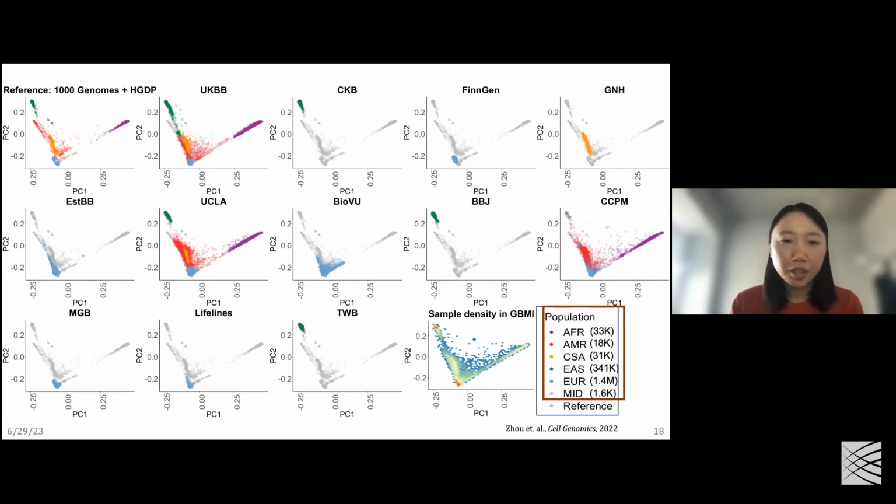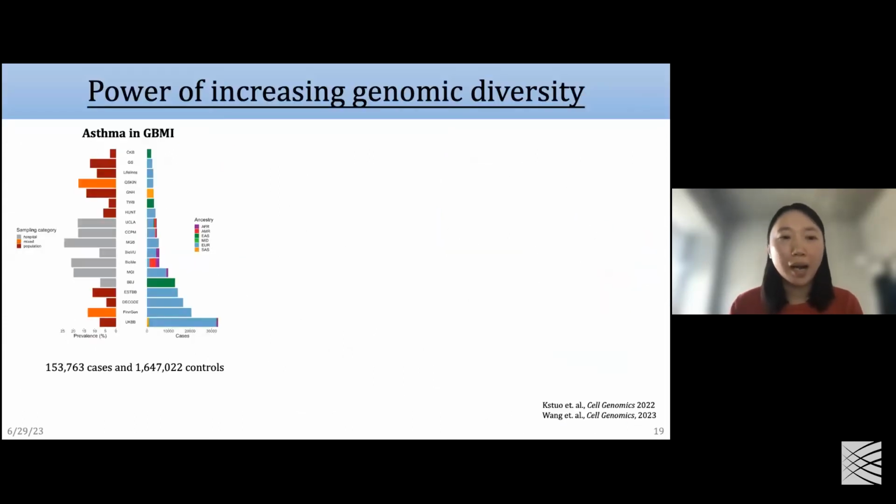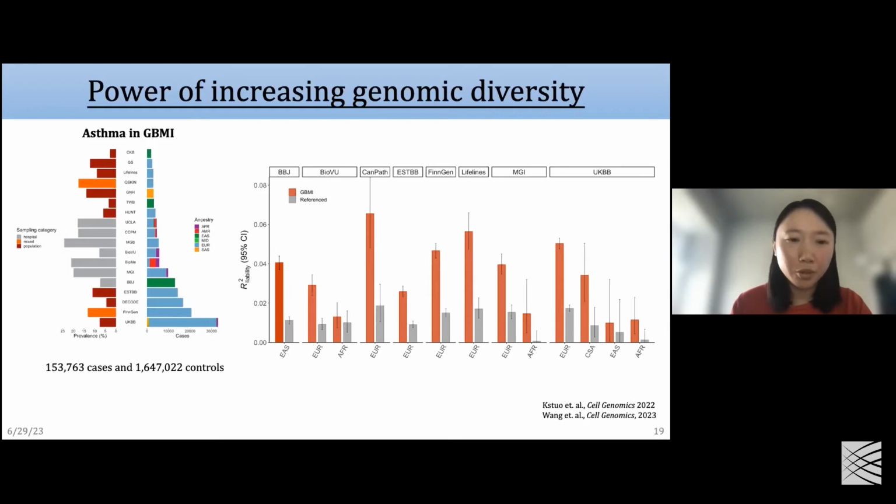So to illustrate the PRS work in GBMI, I'd like to take asthma as an example. Asthma is one of the largest endpoints in the 14 endpoints previously studied in GBMI, and it also has wide prevalence across different biobanks. So we construct PRS based on GBMI GWAS versus the previously largest asthma GWAS from TAGC, and we test the accuracy and report the R-square on the liability scale in different biobanks.